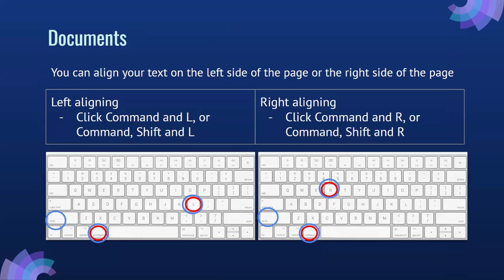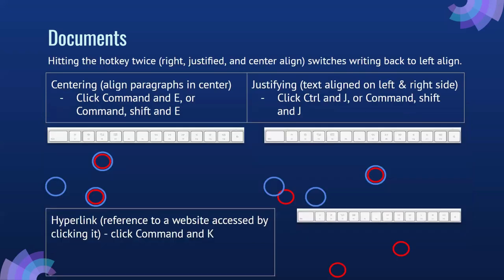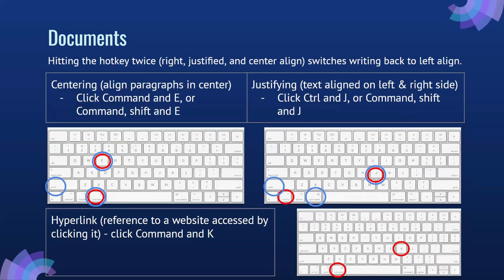So, yep, those are documents very similar to Windows. Left aligning is going to be Command and L or Command Shift and L, and right aligning is going to be Command and R or Command Shift and R. Centering is going to be clicking Command and E or Command Shift and E. A hyperlink, which is a reference to a website accessed by clicking it, you're going to be able to do that by clicking Command and K. Justifying text aligned on left and right side, that's going to be clicking Control and J or Command, Shift, and J.